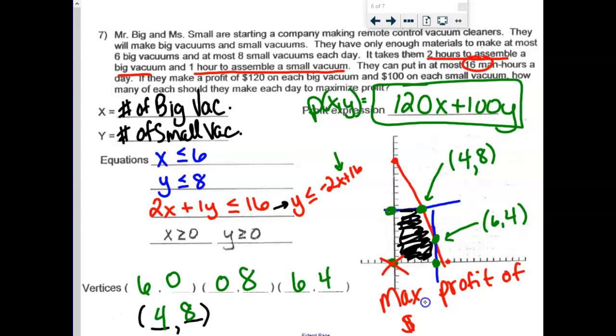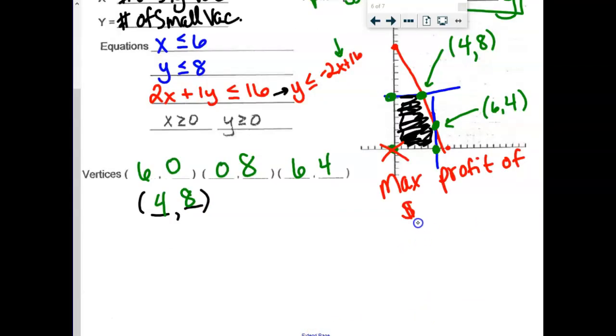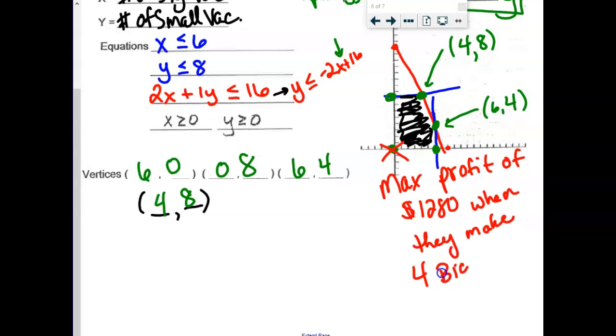What is it? 1280. Okay, thank you. So maximum profit of 1280 when they make 4 big vacuums, I never spell vacuums right, and 8 small ones per day.